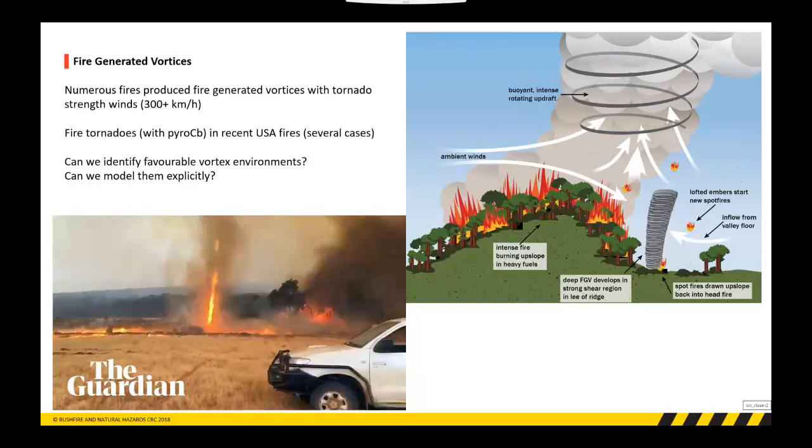So what we're hearing from the fire agencies is that because of the impacts of these fire-generated vortices, there's really a need to develop predictive techniques. And what we know is that we can resolve these vortices in LES models, and we can also resolve vortices in ACCESS-Fire. There's the opportunity to do more research in that space.